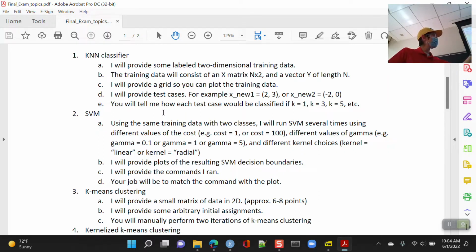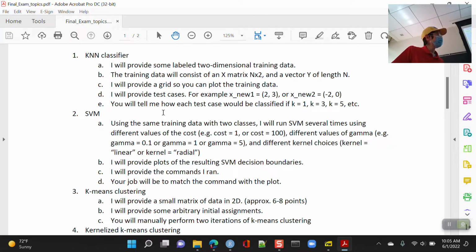So it'll be like, here's your new test case at (2, 3), or a new test case at (-2, 0) or something. And now I'm going to ask, how would test case 1 be classified if k equals 1? Or how would it be classified if k equals 3? Or if k equals 5? And that's it, okay?